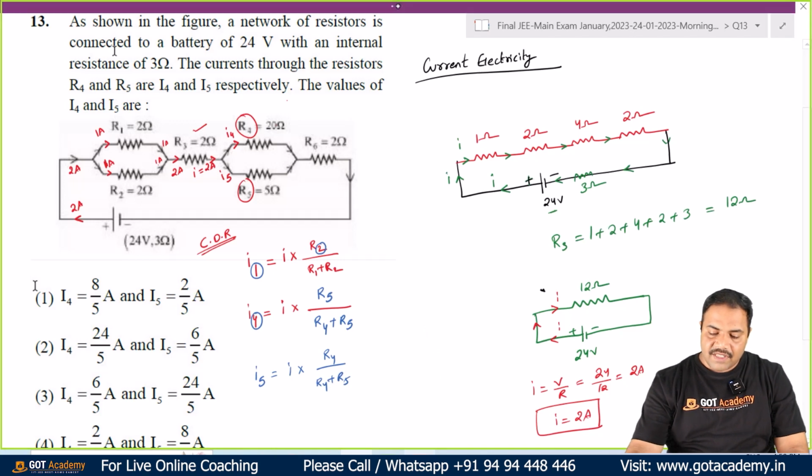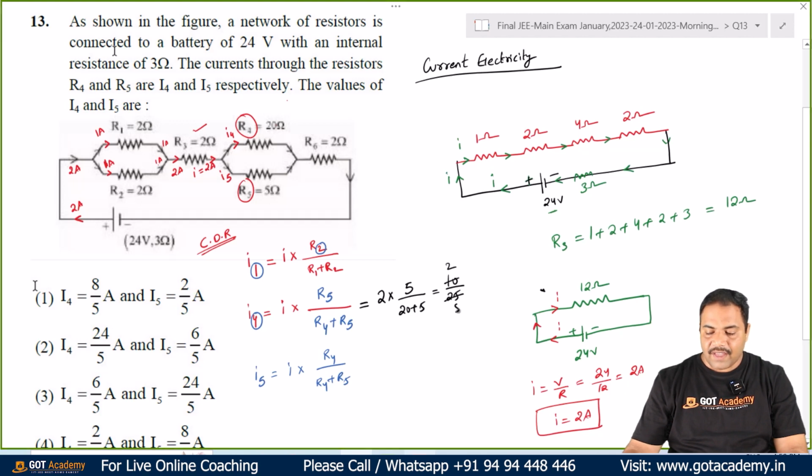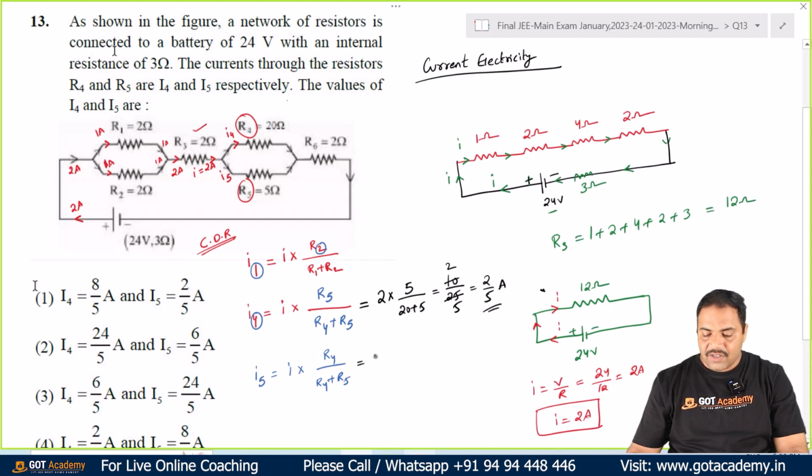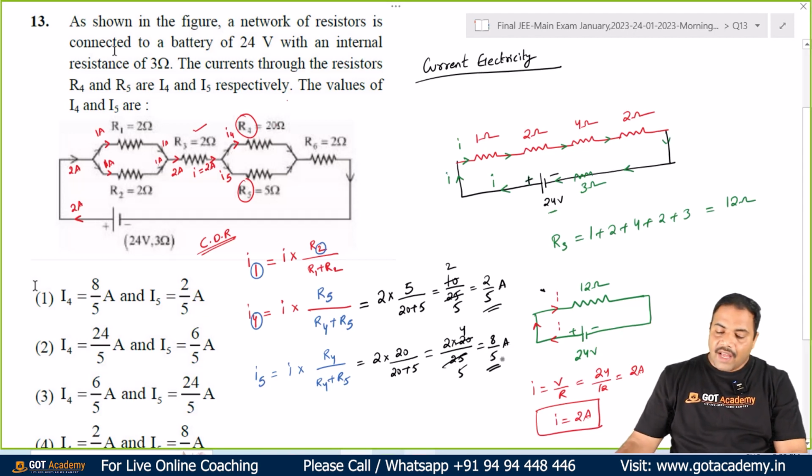Okay. So now let me substitute its values. So total current I is 2, where R5 is 5 ohms, R4 plus R5. R4 is 20 and this is 5. So it is 10 by 25. So 5 2s are 10, 5 5s are 25. So the answer for this one is 2 by 5 amperes like this. Whereas here it is 2 into R4 is 20 and it is 20 plus 5. So 2 into 20 by 25. 5 5s are 25, 5 4s are 20. So which is equal to 8 by 5 amperes like this. Okay. So we got I4 and I5.